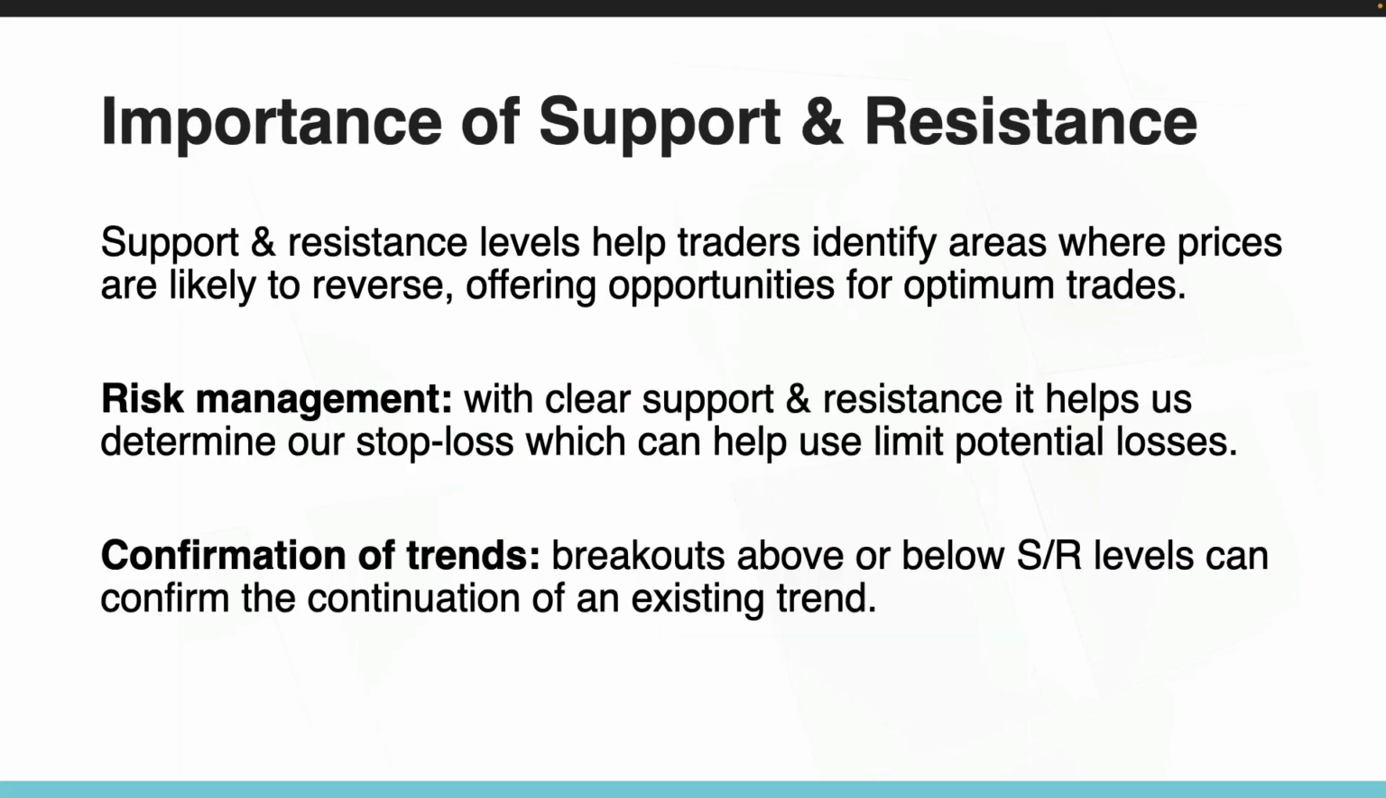So support and resistance levels help traders identify areas where prices are likely to reverse, offering opportunities for optimum trades. And also with clear support and resistance, it helps us with risk management because now we know where to put our stop loss, which can help us limit potential losses. With proper support and resistance drawn out, we can easily spot the breakouts or the pullbacks, and we can know when to enter and when to exit the trend.